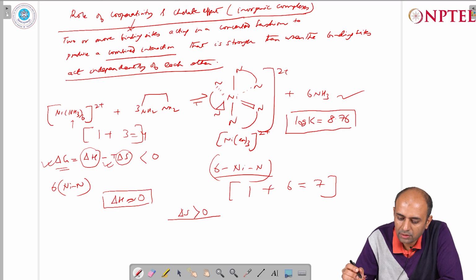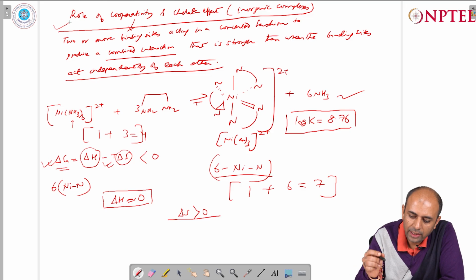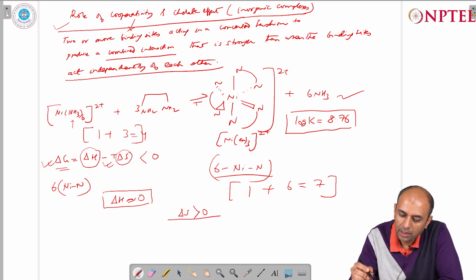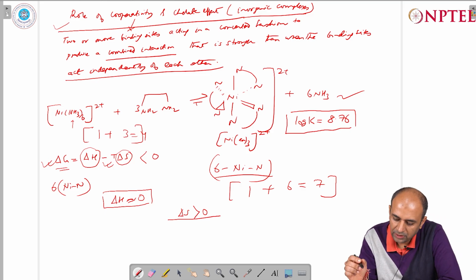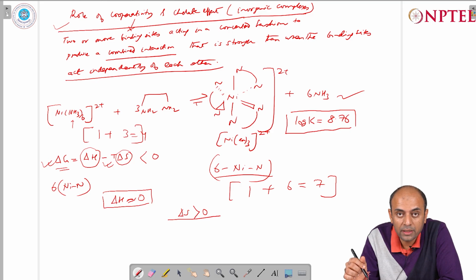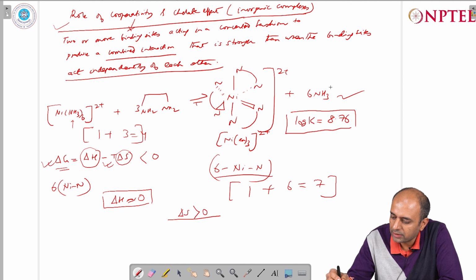In the last class we were discussing the role of cooperativity and the Chelate effect, and here what we observed is that the Chelate effect is an entropy effect, where the increase in the number of particles on the right hand side drives this particular process.